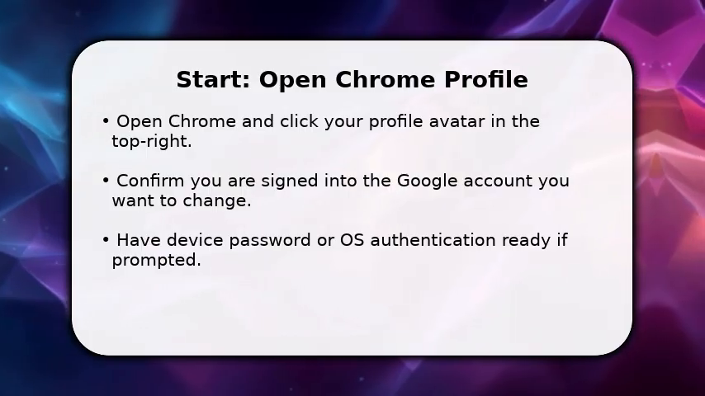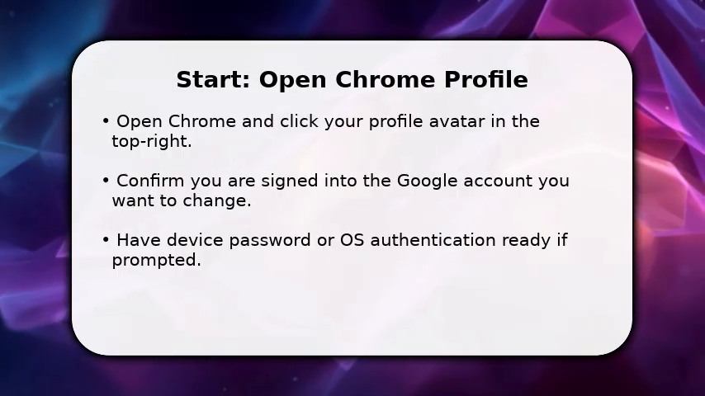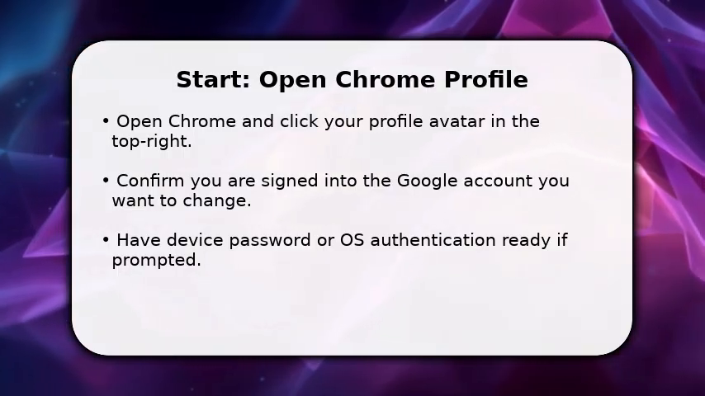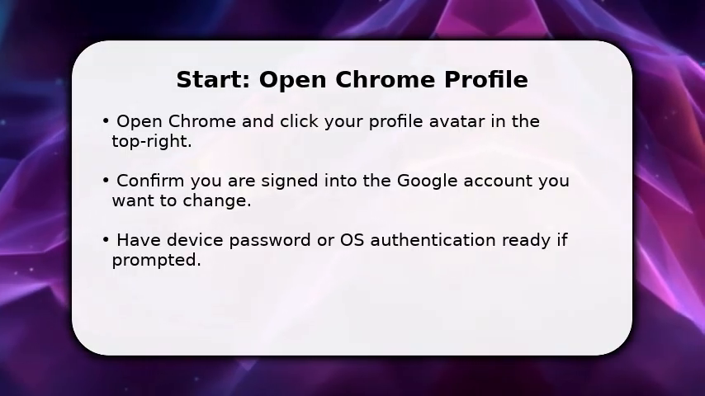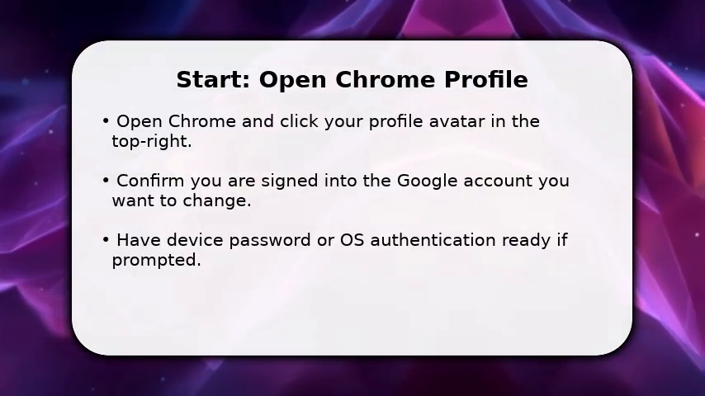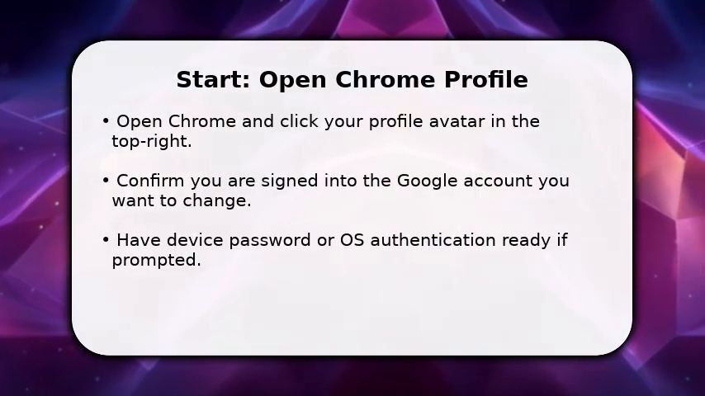Once done, select Manage your Google account to confirm which account is active, because turning off sync affects that exact profile. Make sure to note whether you use a work or personal account so you don't accidentally disable the wrong sync. Now choose the Settings or Sync option shown under your profile to move to the next step.